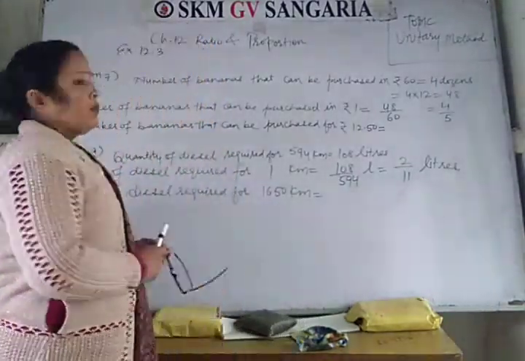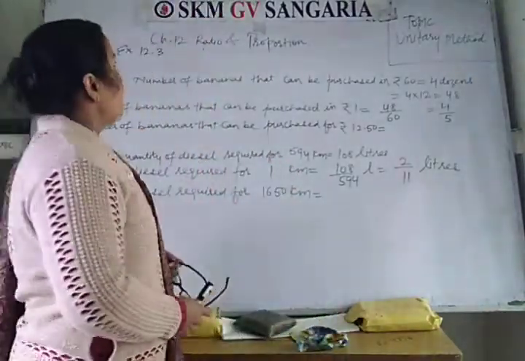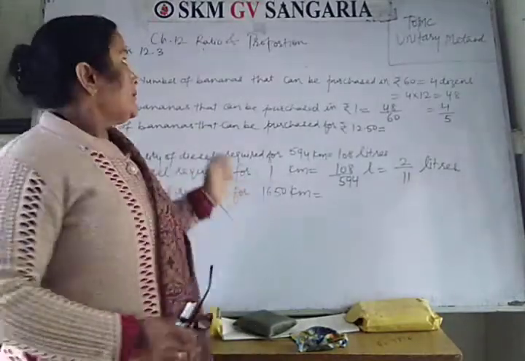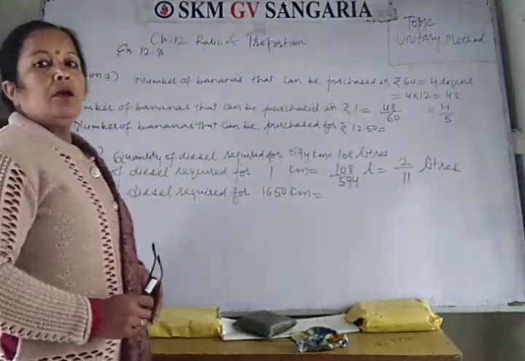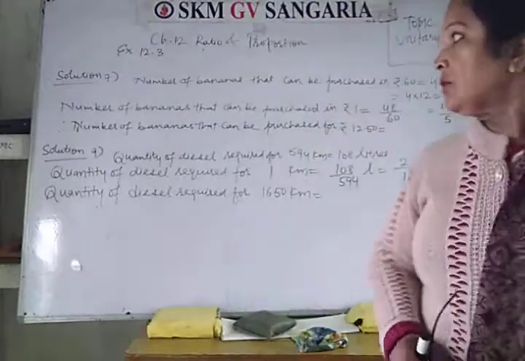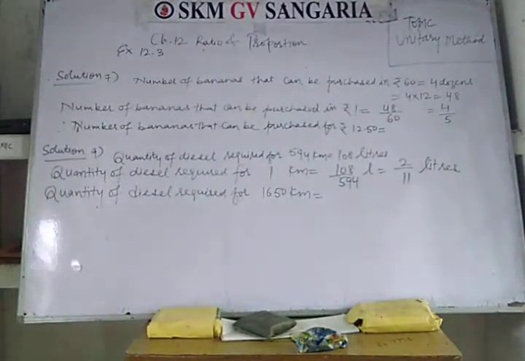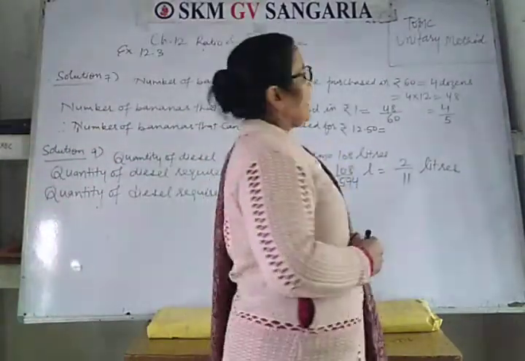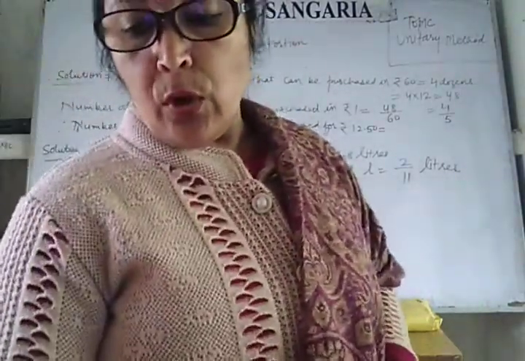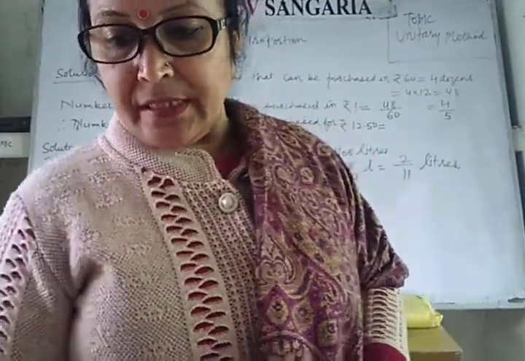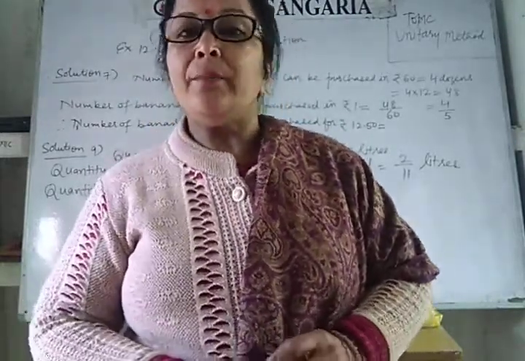In my previous video, I taught you question number 4, 5 and gave a hint for question number 6 also. Today, continuing this exercise 12.3, we are going to solve question number 7. You can open your book, students, exercise 12.3, question number 7. The cost of 4 dozen bananas is rupees 60. How many bananas can be purchased for rupees 12 and paise 50?